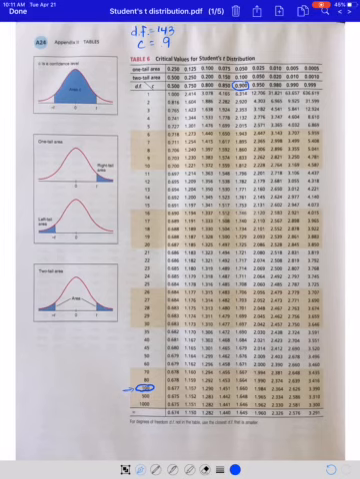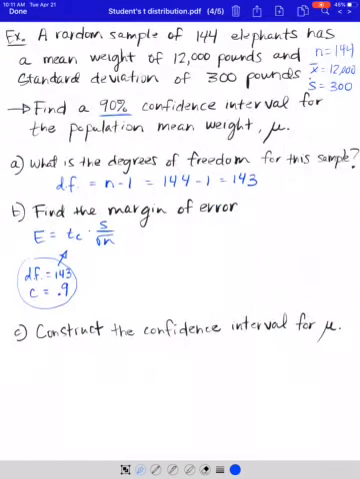And where do this column and row meet? I believe it's this value here, 1.66. So that is our critical value, 1.66. All right, so we know t_c is equal to 1.66. And now let's finish computing our margin of error.